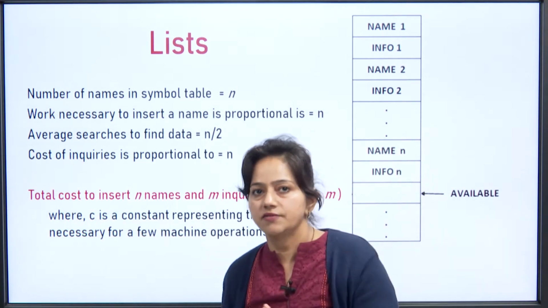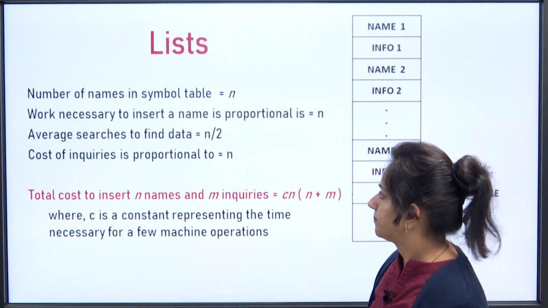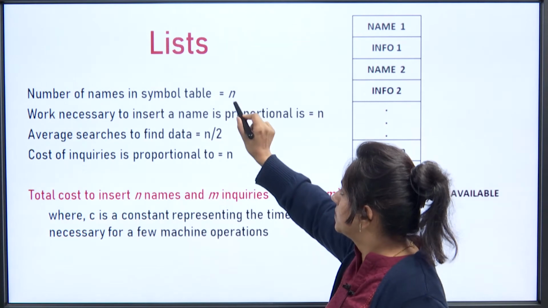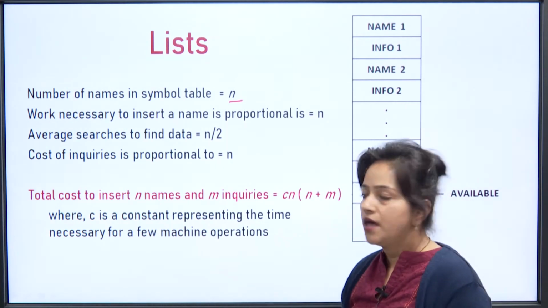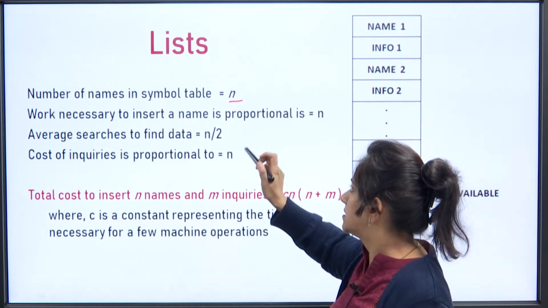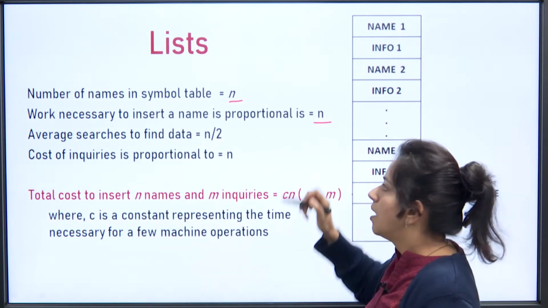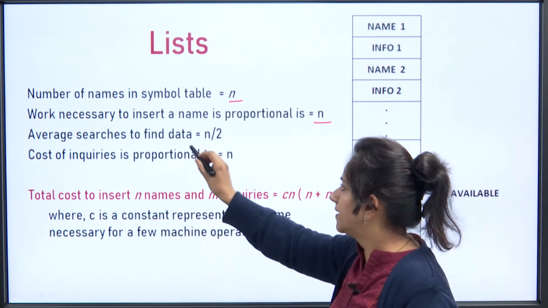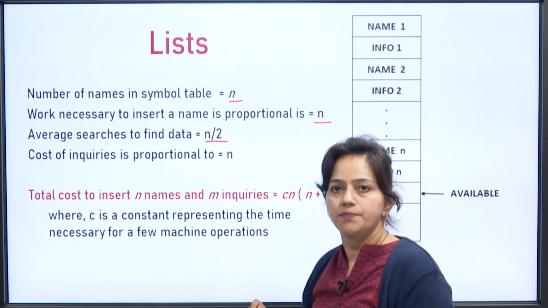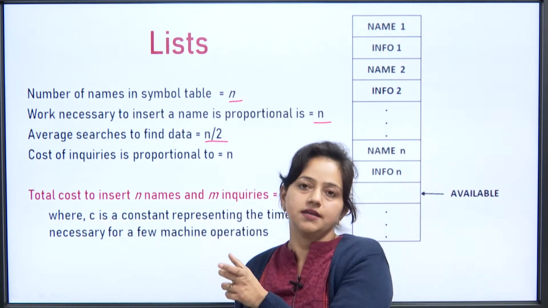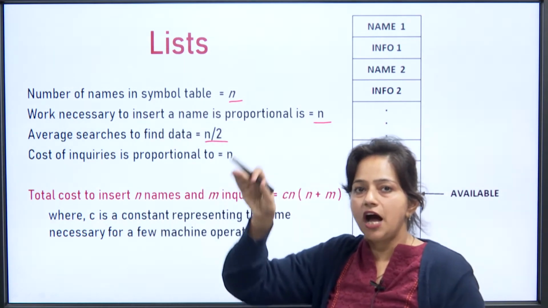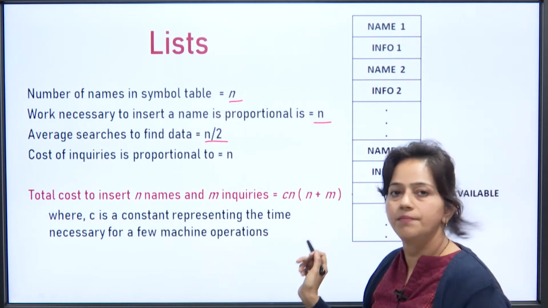Now, next, in the list we will analyze the complexity. Suppose n number of records are there in the symbol table. Now, the work necessary to insert a name is proportional to n. On average, searches to find the data take n by 2. Suppose we are searching for a name, then we find a particular record after scanning half of the number of items.